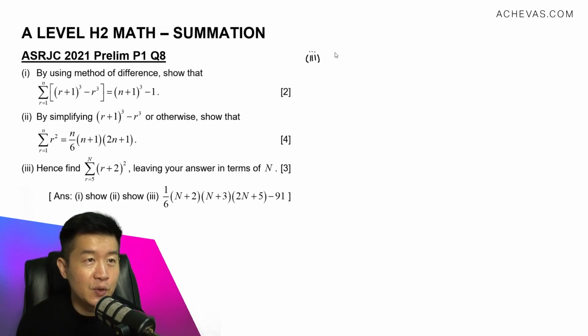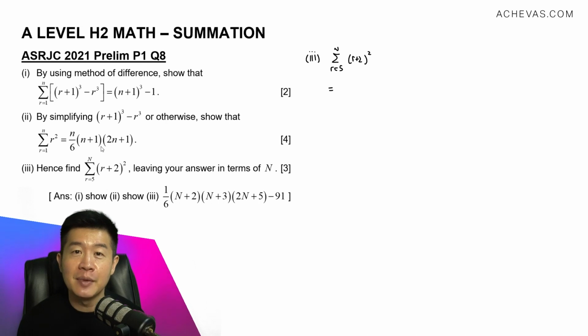In part 3, we are supposed to evaluate this: summing from r is equal to 5 all the way until n of r plus 2 squared. In order for me to evaluate this, I'm going to make use of the result that we have derived in part 2, and at the same time, I'm also going to make use of the process highlighted on the Achevas TV outline, which is the replace r by r plus p process. So if I can just replace this r by r minus 2, I will actually be able to get a summation of r squared, which is what I want because that is from the result. With that, we can make use of the result from part 2.